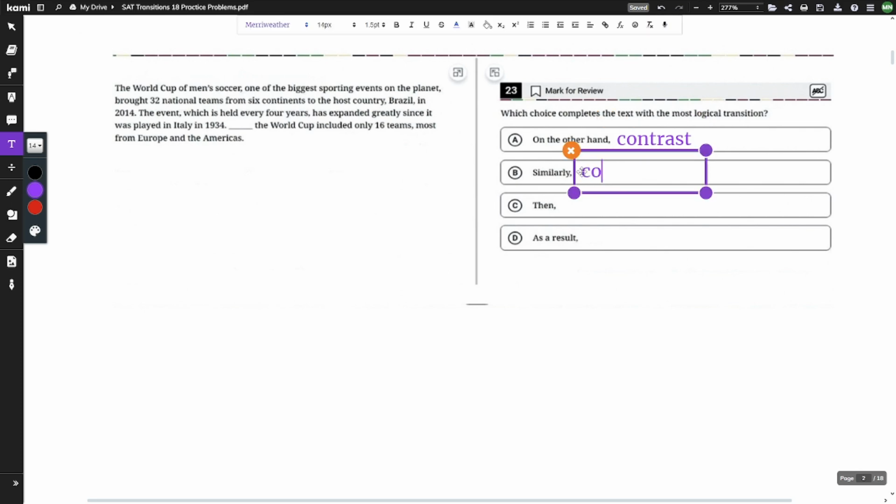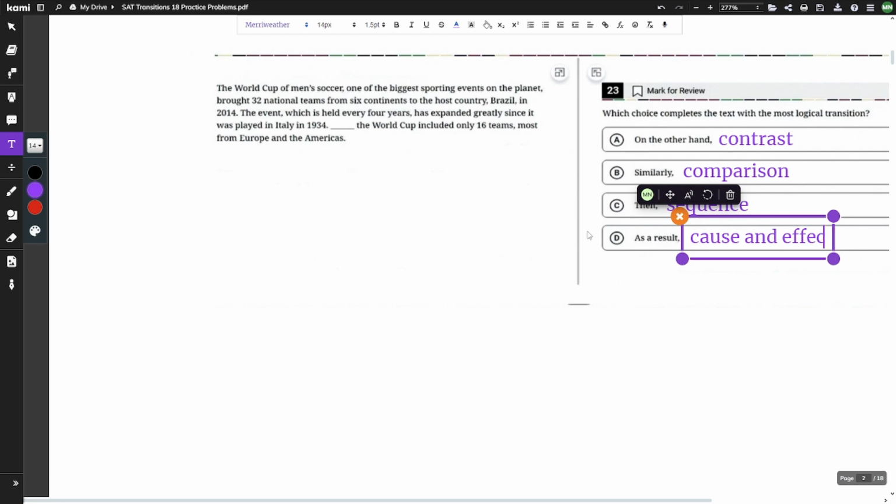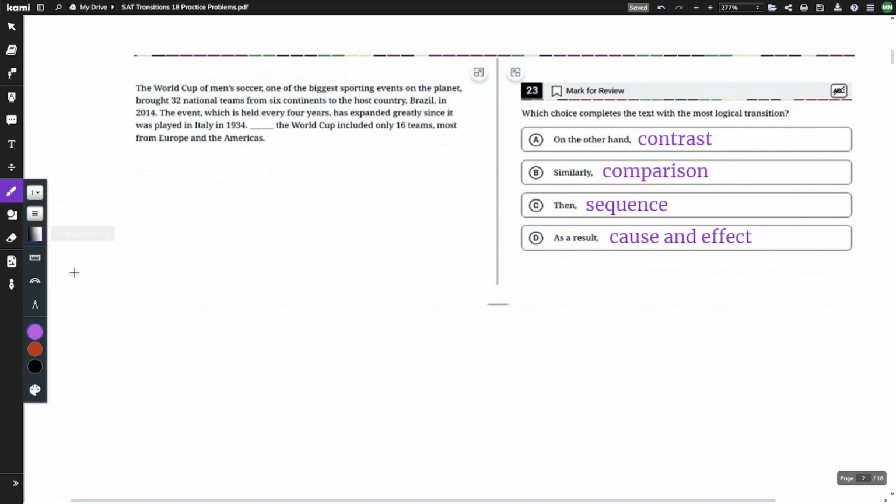Then we have similarly, which is comparison, then, which is sequence, but let's also remember then has two definitions, so we're gonna keep that in the back of our minds. And then we have as a result, which is cause and effect. Why did that move over? Okay, unfortunately, none of them belong to the same category, so we can't mark anything out. But thankfully, these were all on that doc, so I didn't have to make up any stupid category like I did with the last question.